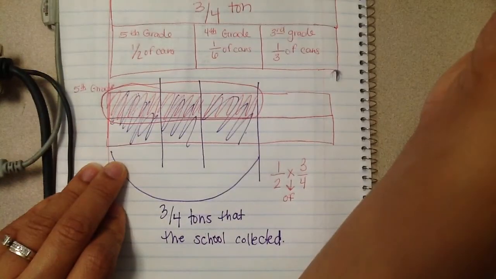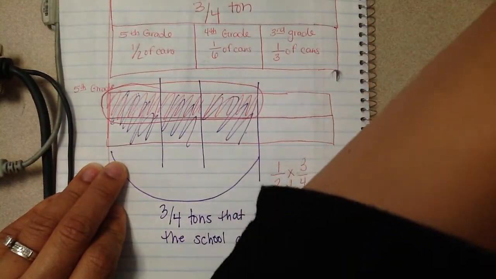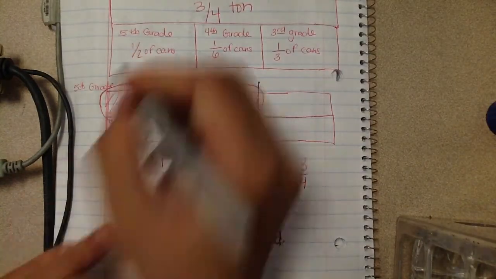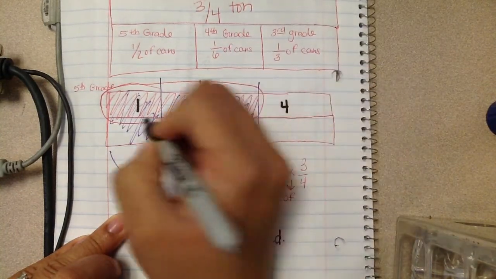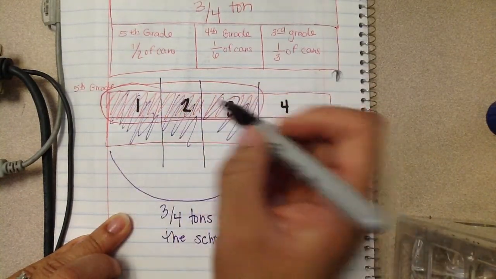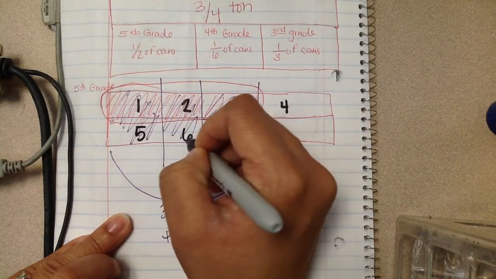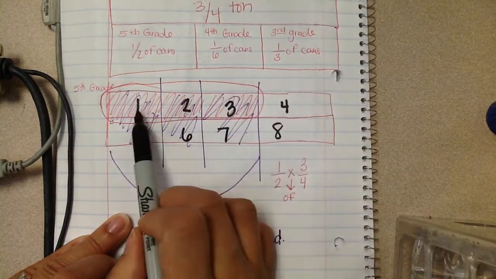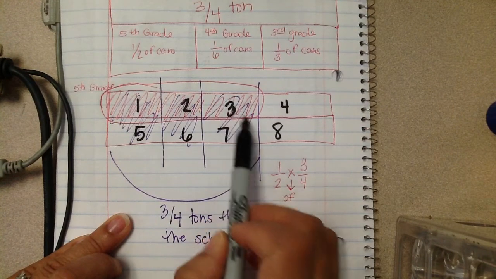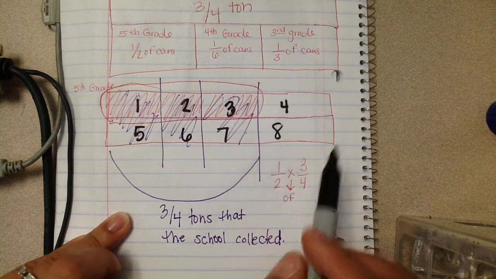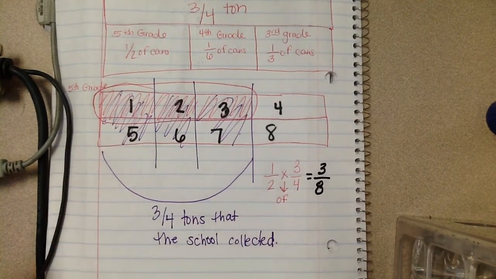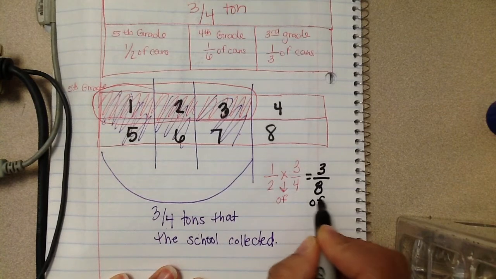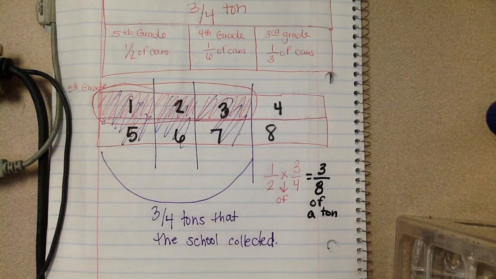They collected, sorry, I'm trying to get my markers here. They collected 1, 2, 3, 4. Well, they didn't collect, I'm sorry, I'm just counting all my spaces. 4, 5, 6, 7, 8. So they collected 1, 2, 3/8 of the entire amount, of all the cans collected in the school. So this equals 3/8. That's what 5th grade collected, 3/8 of a ton. Half of the 3/4 was 3/8.